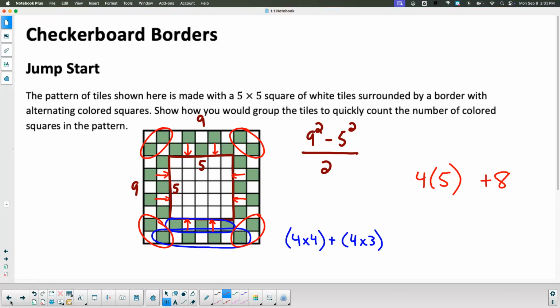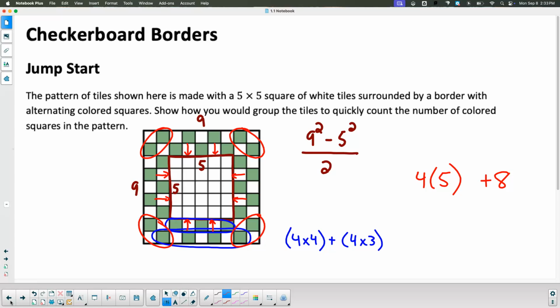How do we know? No, we're still talking. How did we know that that big square was 9 by 9 way back in the first one?